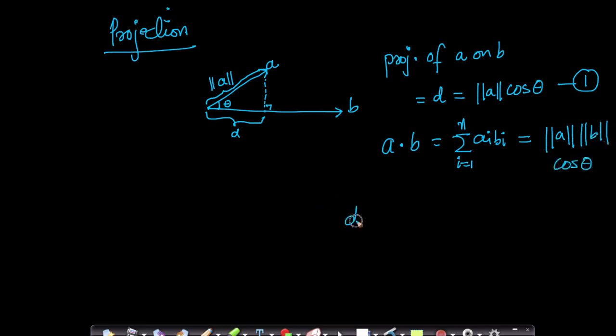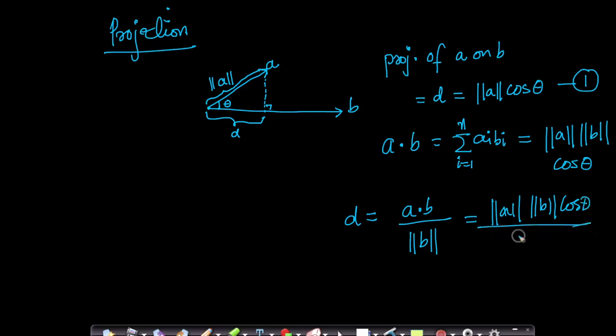So I can write my D as nothing but A dot B by length of B. What is this? This is nothing but length of A, length of B, cos theta, divided by length of B. The length of B cancels out, and what I get is length of A multiplied by cos theta, which is your D from equation 1.